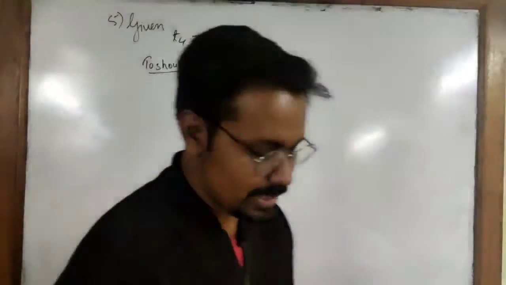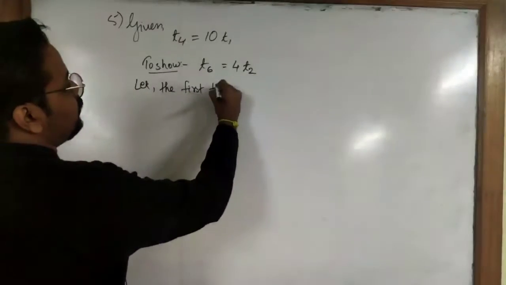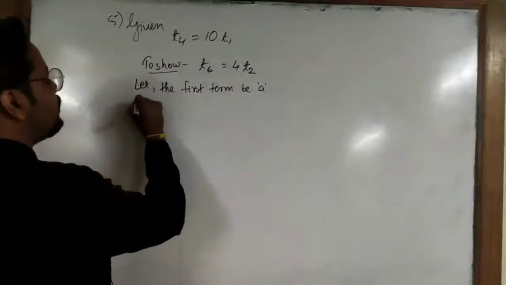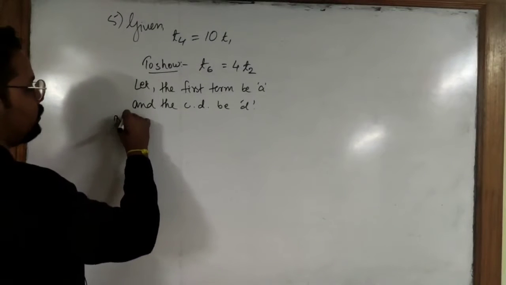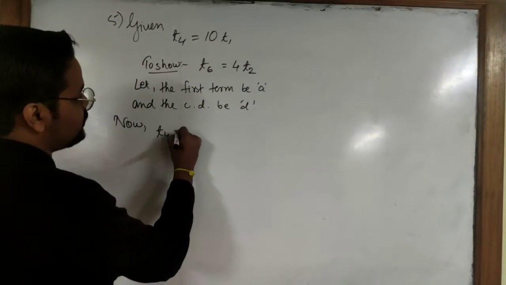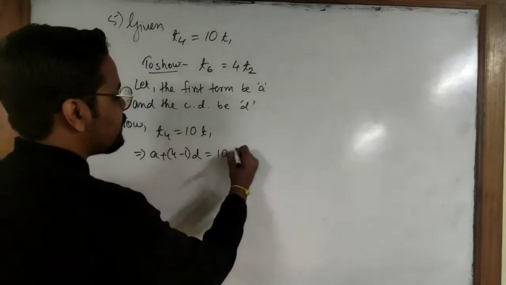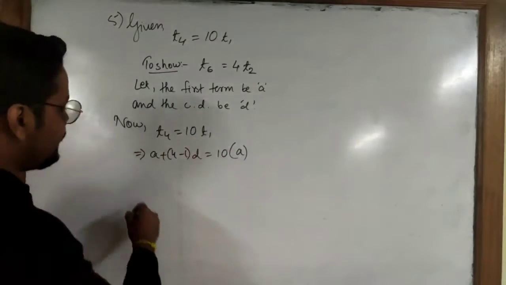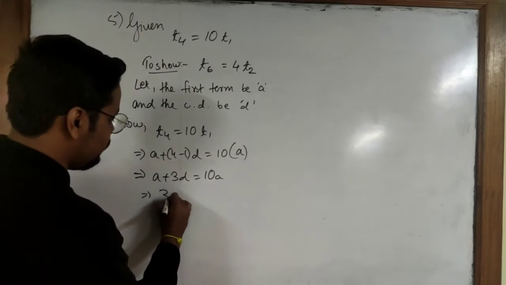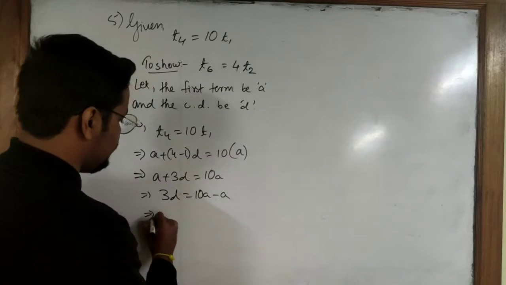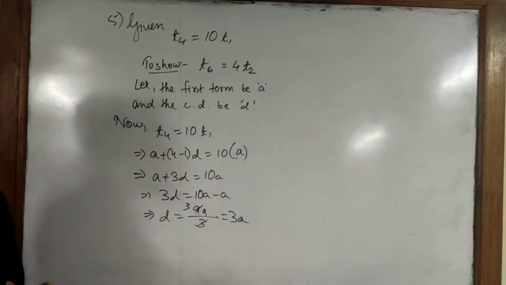So it's 10 times the first term. Let us consider the first term to be a and the common difference be d. Now what is given? It is given that T4, the fourth term, is equal to 10 times the first term. So T4 means a plus (4 minus 1) into d, which is 10 times a. So here we get a plus 3d equal to 10a. Changing sides, 3d is equal to 10a minus a, so d is equal to 9a by 3, which is thrice a. So the common difference is thrice a.